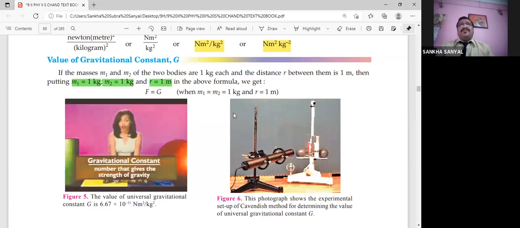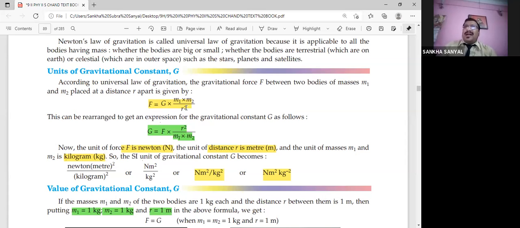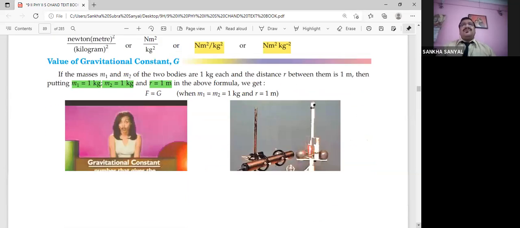So if I put all these values in, let's check with this formula and explain it once again. The formula was F is equal to G M1 M2 by R square. If the masses are 1 kg each, and the distance is 1 meter as well, we would get F is equal to G, because this entire portion would turn into 1 only. So F is equal to G.